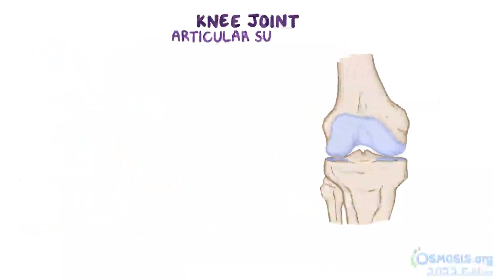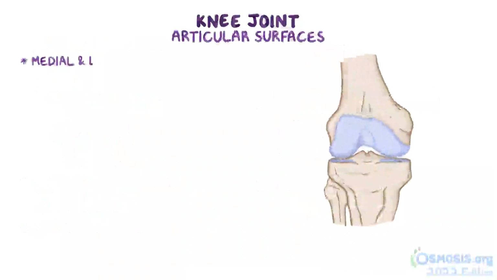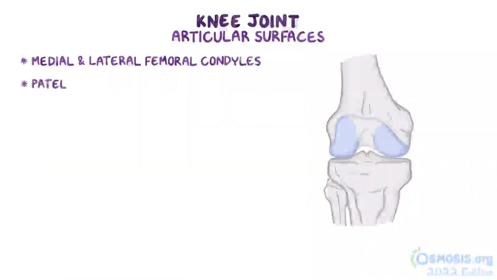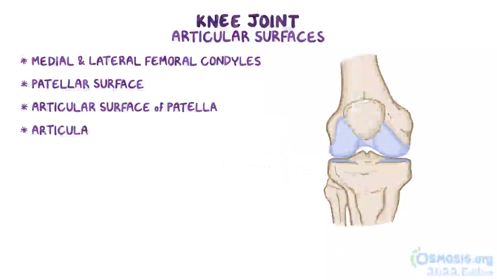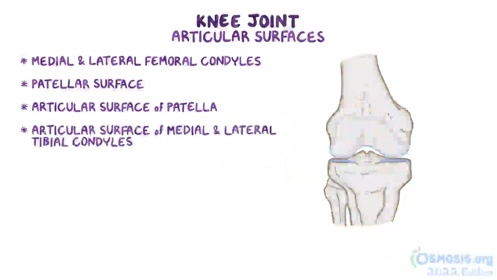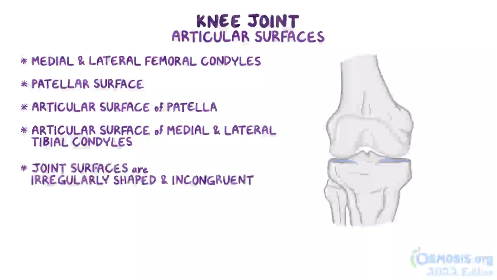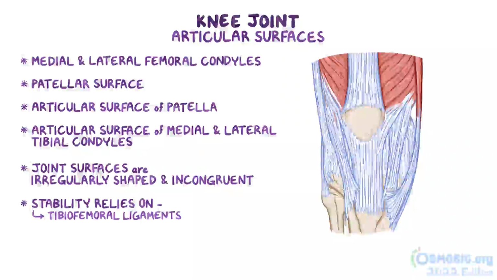Okay, now the articular surfaces of the knee joint are the medial and lateral femoral condyles, the patellar surface of the femur between these two condyles, the articular surface of the patella, which is a plateau with an antero-posterior ridge that fits into the patellar surface known as the trochlear groove, and the articular surfaces of medial and lateral condyles of the tibia, on which the condyles of the femur roll. Because the knee joint articular surfaces are irregularly shaped and incongruent, knee joint stability heavily relies on tibiofemoral ligaments and the strength of the surrounding muscles such as the quadriceps.